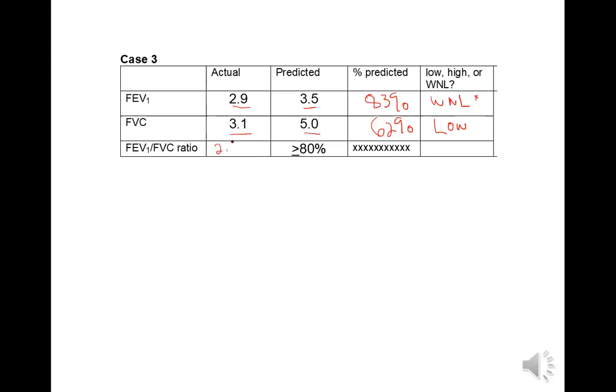2.9 divided by 3.1. What percent did you get there? 94%. So 94 is within normal limits. And this means that this one is what? Not obstructive, but restrictive. And that's vital capacity, forced vital capacity. Even though it started with an exhalation, it's still vital capacity.